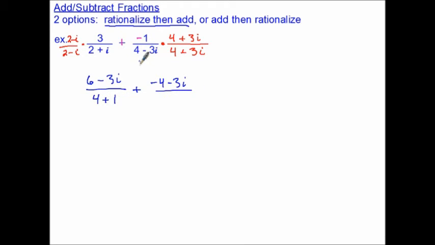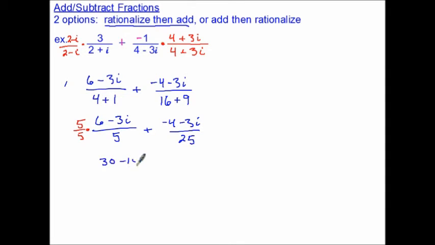And then on the bottom, same basic thing, I've got conjufoil, so I get a 16 minus 9i squared, which actually turns into 16 plus 9. So I'm going to have a 5 here and a 25 there. So cleaning up what I have, 6 minus 3i over 5 plus negative 4 minus 3i all over 25. Now this one worked out kind of fortunately in that getting a common denominator is not too tough. All I have to do is multiply the left guy by 5 top and bottom, and I'm in business. So just taking care of that, I've got 30 minus 15i all over 25, and then plus, well, the guy that's already sitting there.